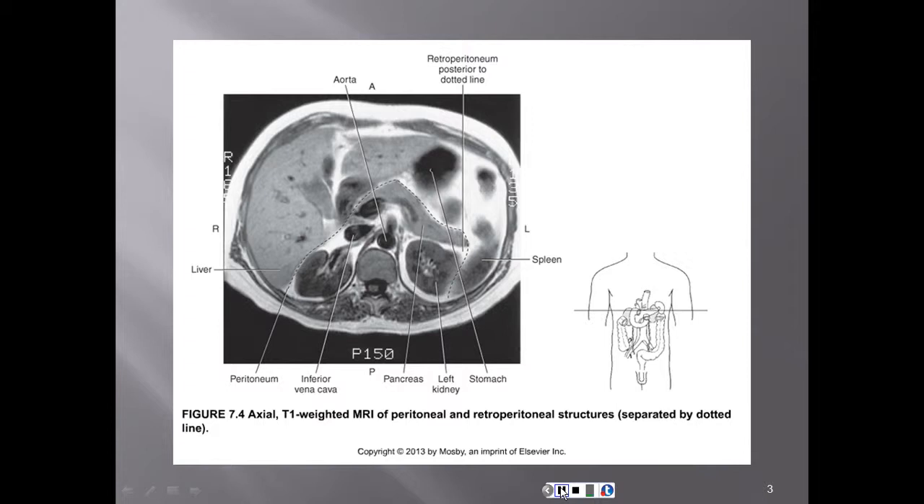This is an axial MRI section of the abdomen and pelvis. The dotted line is the peritoneum. You should be able to identify the liver, the pancreas, the spleen, the kidneys, as well as the aorta. And right here is a branch coming off of the aorta. We'll discuss that a little later.